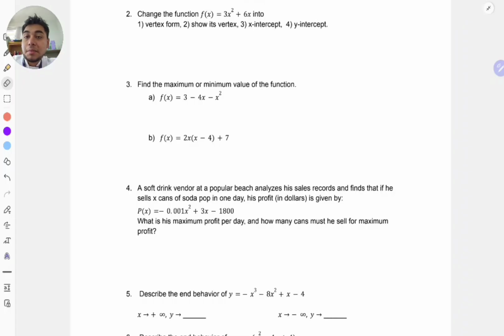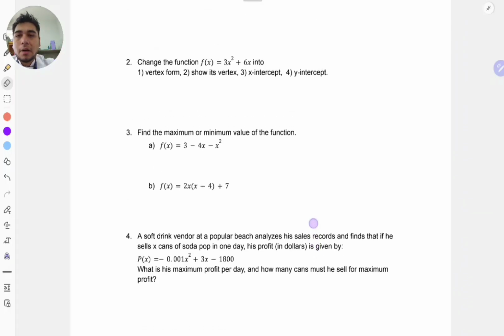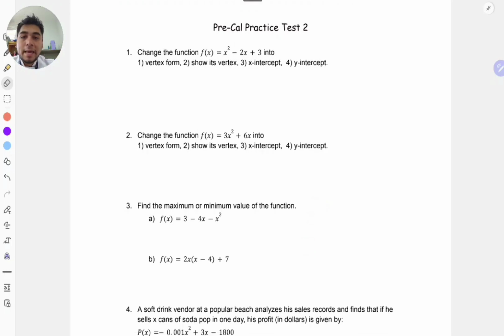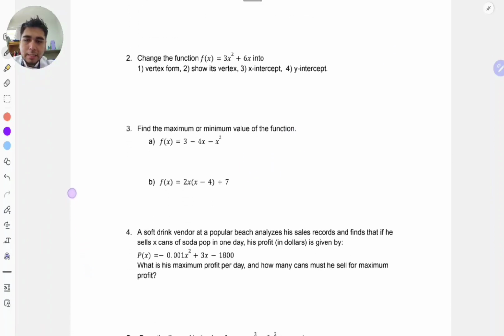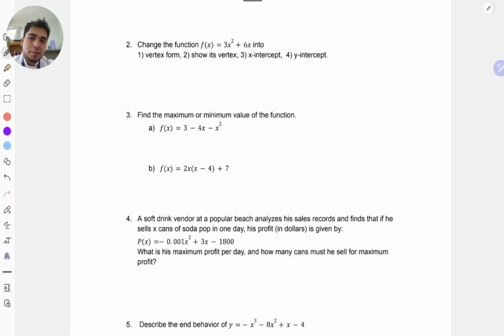Okay, so continuing on. We finished problems 1 and 2, and we're going to go on to problem number 3. Okay, so problem 3 says find the maximum or the minimum value for the function. Our function is 3 minus 4x minus x squared. Okay, so that's our function. We want to find out the minimum or the maximum value.